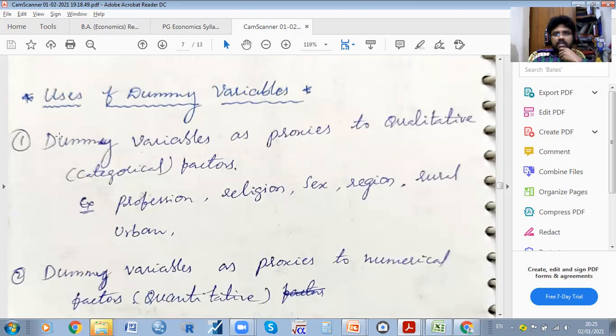The first use of dummy variables is as proxies for qualitative or categorical variables. What are categorical variables? For example, profession, religion, sex, region, and rural or urban. For gender, male or female; for region, south, north, east, west; rural and urban; and professions such as teacher, professor, lecturer. These are categorical variables, and we can use dummy variables as proxies for them.